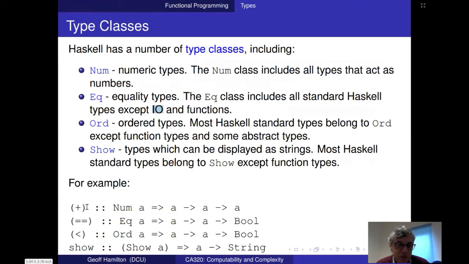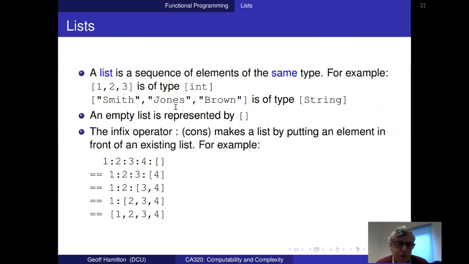So for example, this one is of type Num, for summation. Equality is of type Eq. You can say if A is equal to B, for example. Ord to compare these things, and Show to print something, okay, to be able to. We will see these types later in more examples, okay.